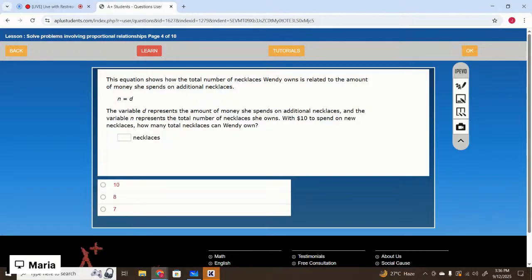The equation shows how the total number of necklaces Wendy owns is related to the amount of money she spends on additional necklaces. N equals D. The variable D represents the amount of money she spends on additional necklaces, and the variable N represents the total number of necklaces she owns. With $10 to spend on new necklaces, how many total necklaces can Wendy own?